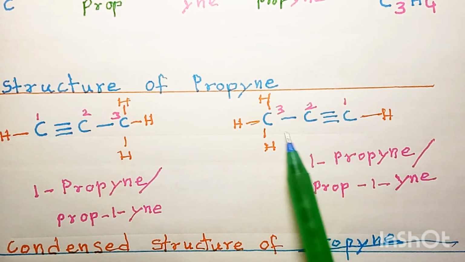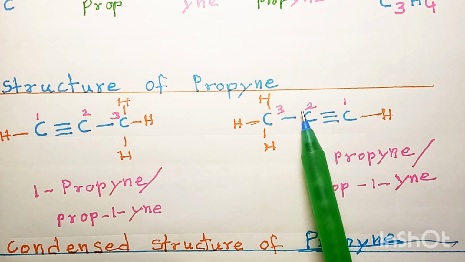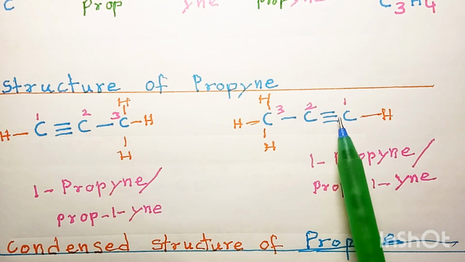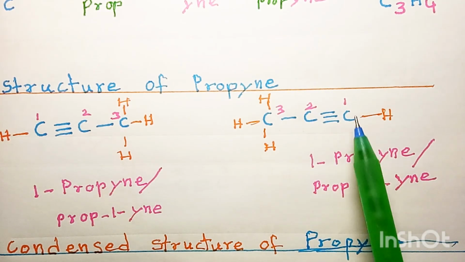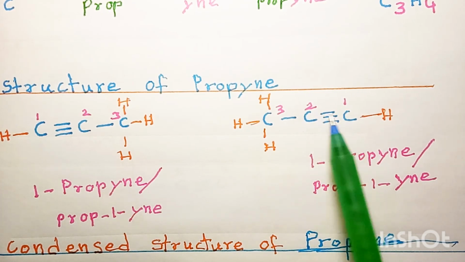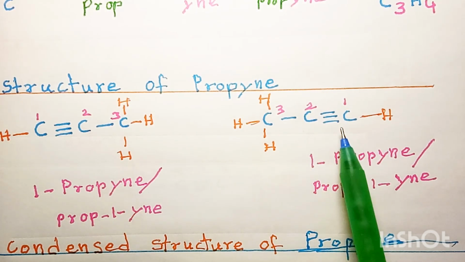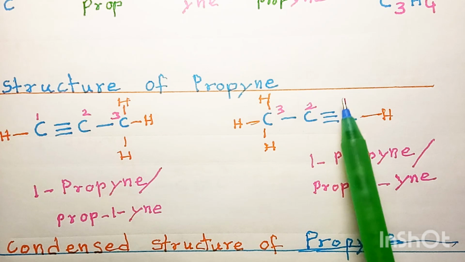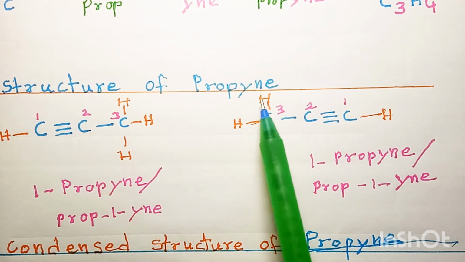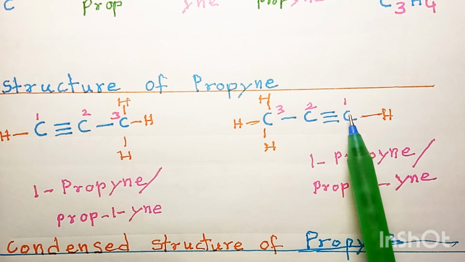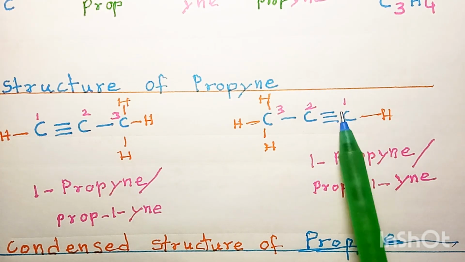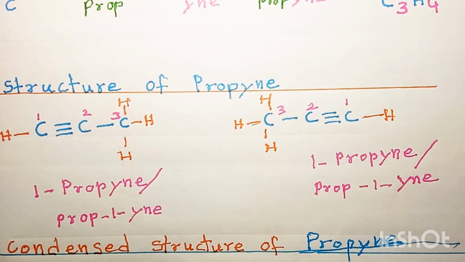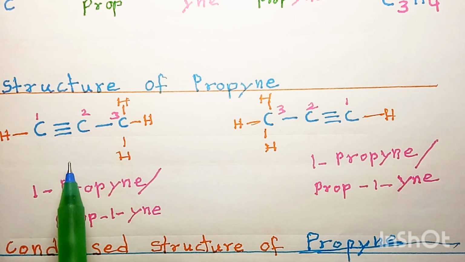If we shift the triple bond between 2 and 3, this becomes also 1-propyne, because when the functional group, that is the triple bond, is between these 2 carbon atoms, we should name the compound in such a way that the triple bond gets the least number. So we cannot count from here and say 1, 2, 3, because the triple bond is here. We have to count from this side. So this is also 1-propyne. So propyne has only 1-propyne.